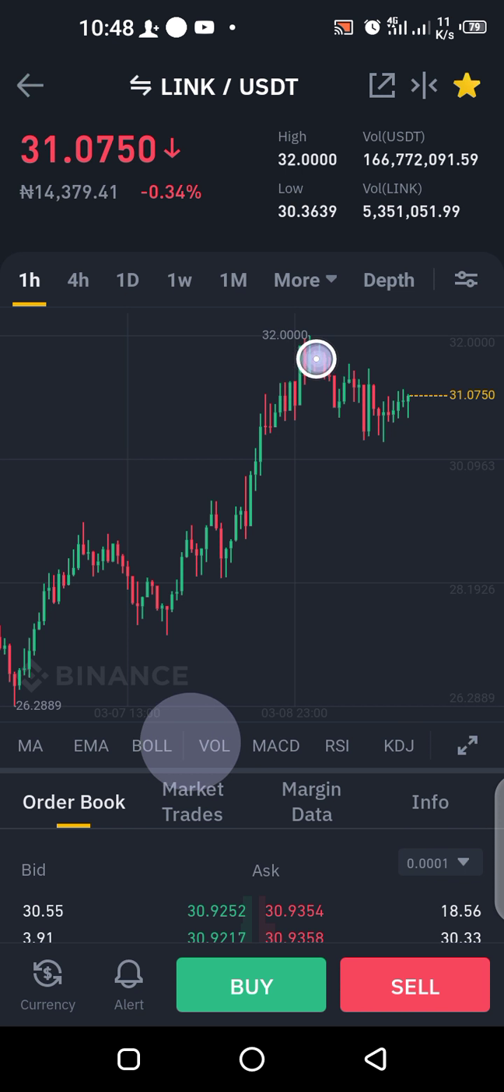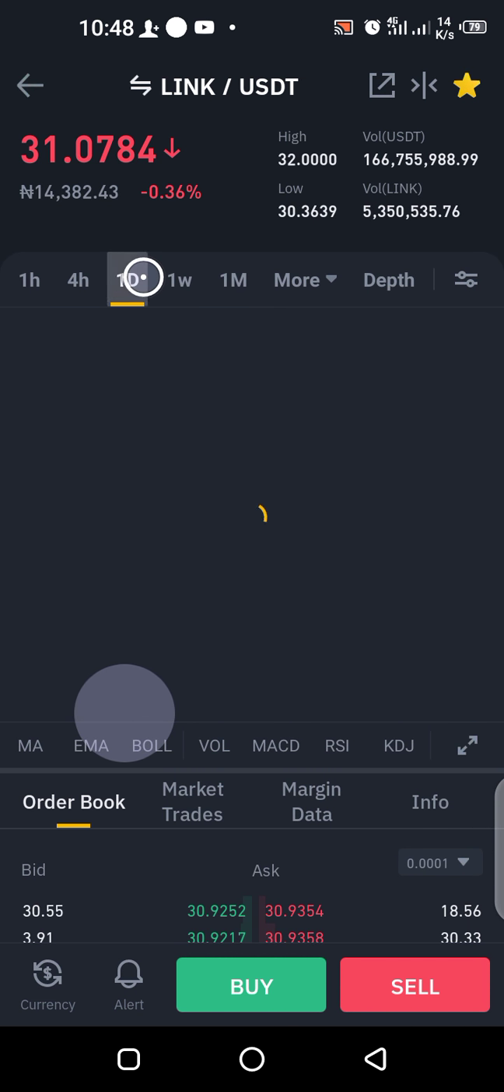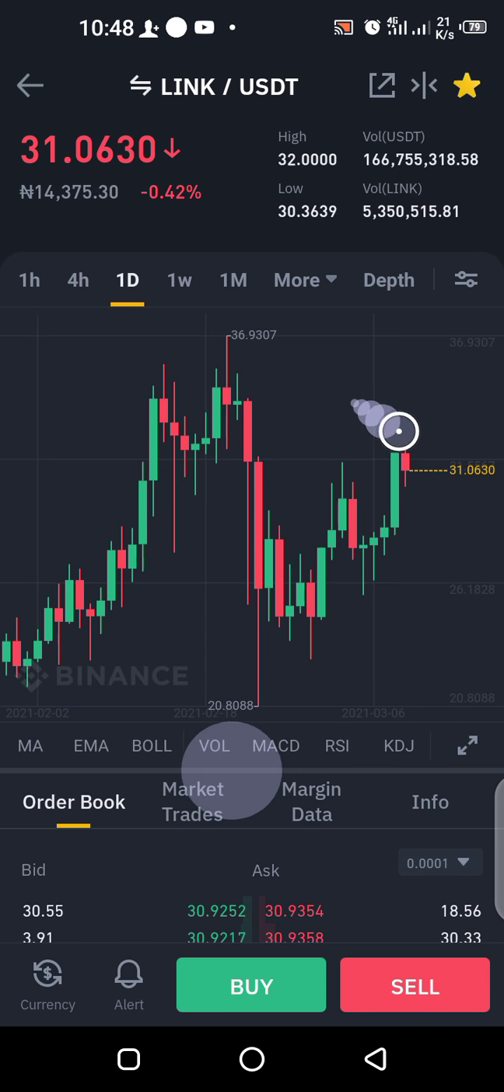From this point here, it formed a day, that's 24 candles. And when you switch to daily charts, you can see yesterday it was really bullish. The candle opened and keeps going up like that. Yesterday was really bullish.